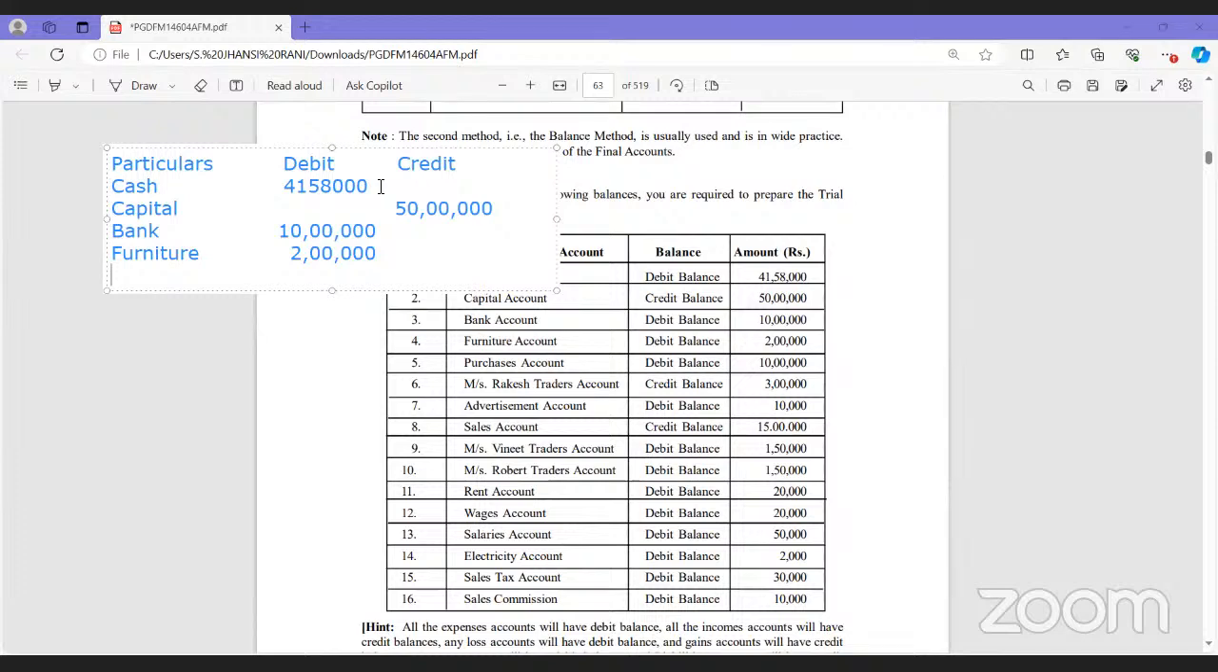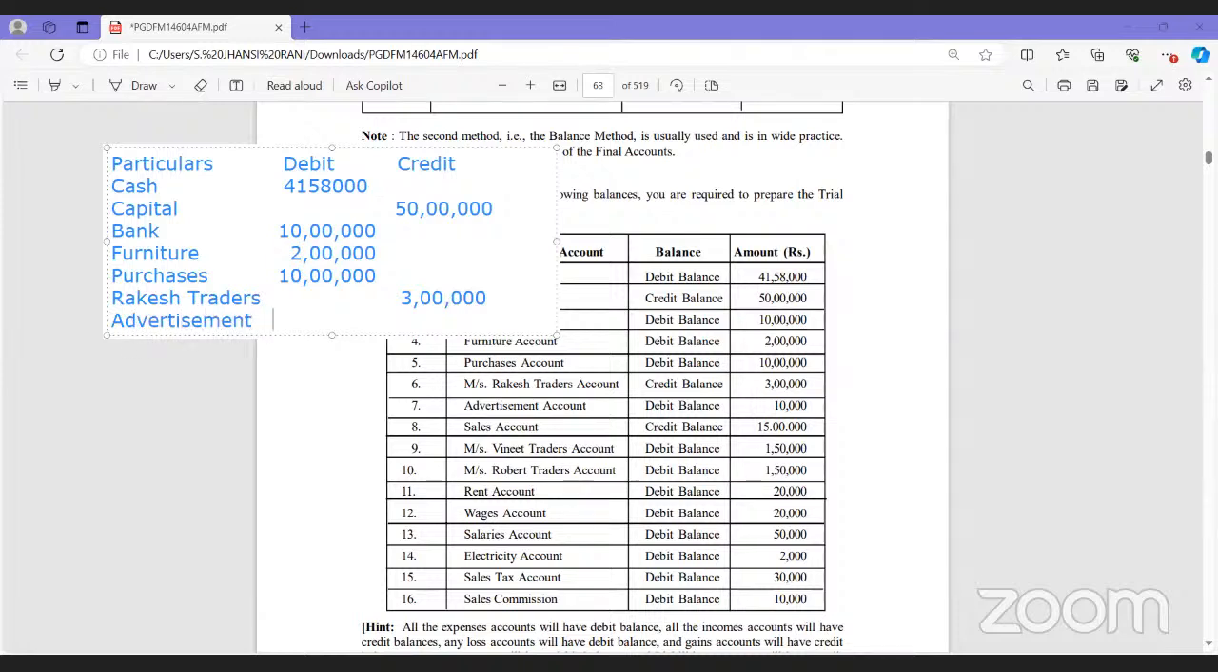Next, we have purchases. Purchases is also debit, so I'll write in the debit column and the amount is 10 lakhs. Next, we have Rakesh Traders. Here Rakesh Traders is a credit balance, so I'll write in the credit column 3 lakhs. Next, we have advertisement. Advertisement is a debit balance, so I'll write in the debit column 10,000.